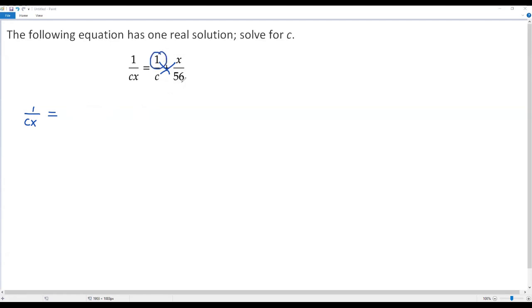Okay, so when I multiply this 1 by 56, I'm getting 56. Then let me take the positive sign as it is. When I multiply this x by c, I'm getting this cx, and in the denominator I have to multiply the two denominators, then we get 56c.